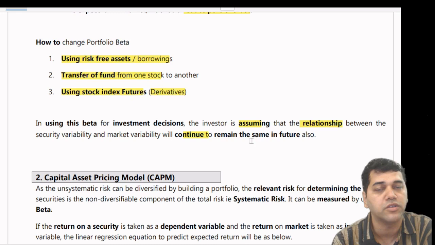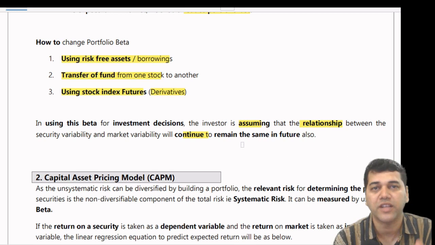So whenever you are using the beta and doing all these adjustments in your portfolio, your expectation is that whatever the past has shown is going to continue in the future also. If the past has shown a trend of beta 2 for Reliance Industries, that means when the market changes by 1, Reliance Industries will change by 2. Based on that expectation, you included Reliance Industries in your portfolio when you are expecting a bull phase.